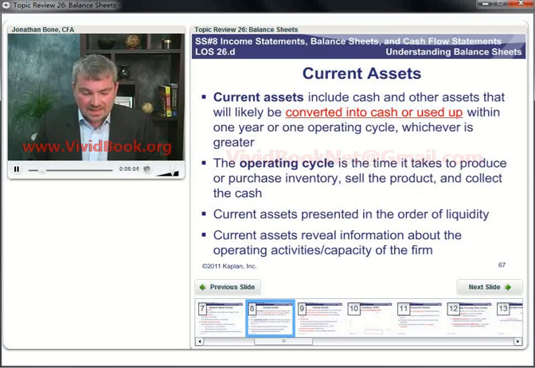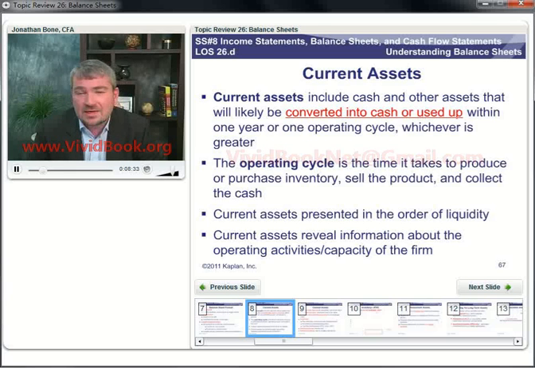Okay, so we now need to compare and contrast current assets and non-current assets, as well as current liabilities and non-current liabilities, and we need to describe different types of assets, liabilities, and their measurement basis. So let's have a look at a definition of a current asset. So, current assets are cash and other assets that will be converted into cash or used up within 1 year or one operating cycle, whichever is greater.